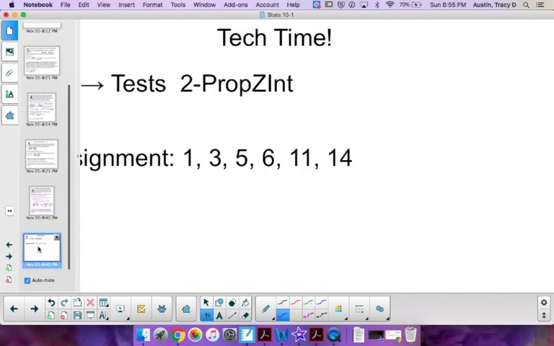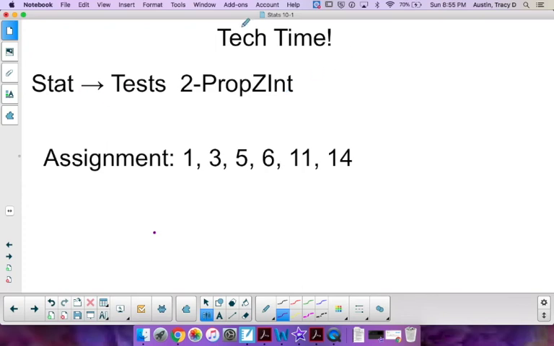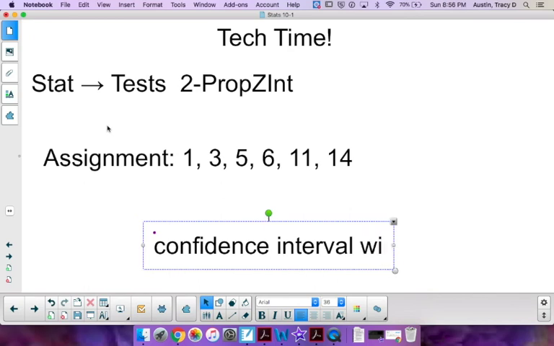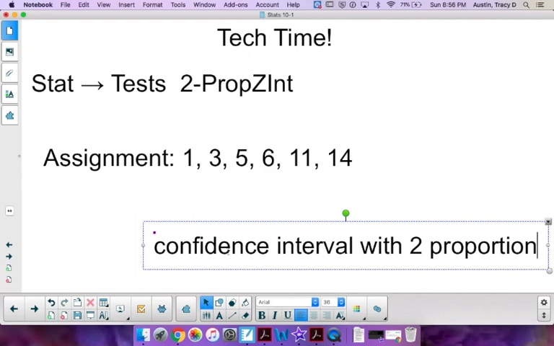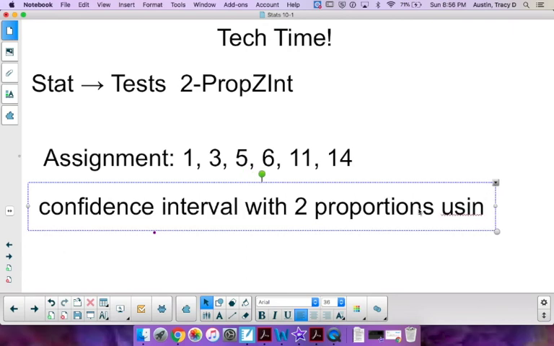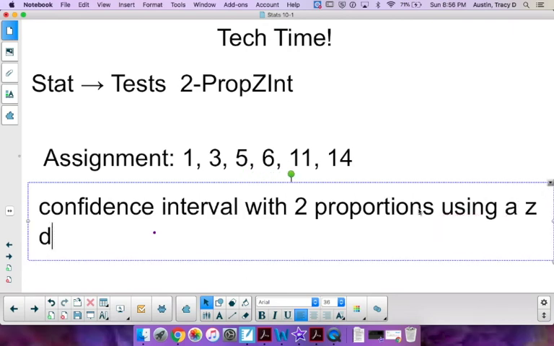So, real quick, tech time, in your calculator. This is the stat test, but this is a 2 prop. We're now looking at 2 proportion Z interval. If you don't want to write it out like that, please remember that you are doing a confidence interval with 2 proportions, or confidence interval on 2 proportions. You can do it that way too, using a Z distribution.